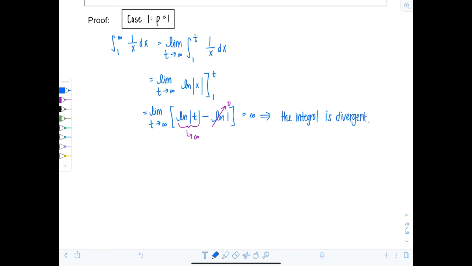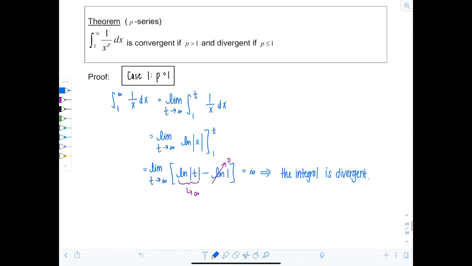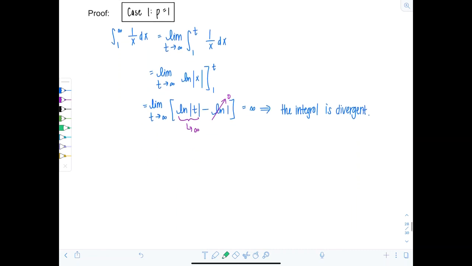Okay, so I took care of the case p equals 1, but that's basically only part of it. Now I have to consider if p is greater than 1 or p is less than 1. I split it up this way because we integrate differently if p is equal to 1, but otherwise we would just use our power rule. So p is less than 1 or p is greater than 1.